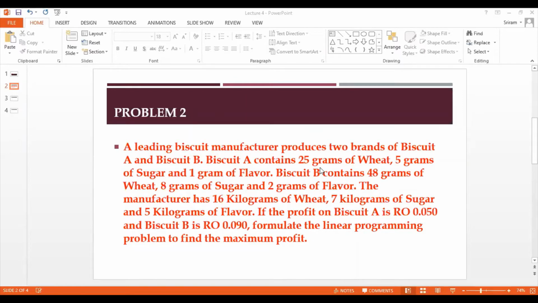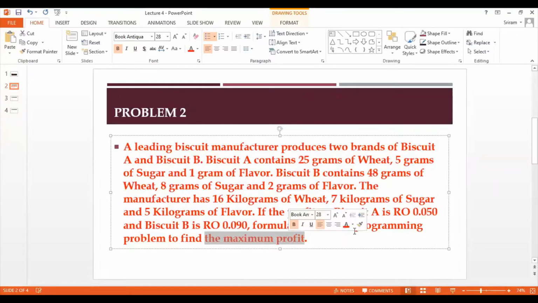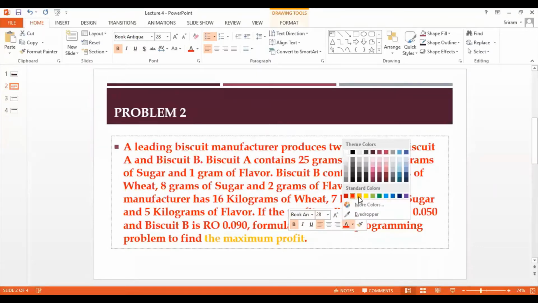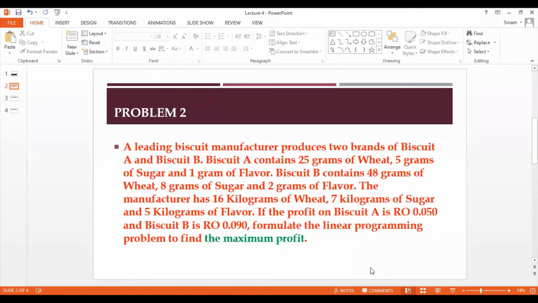As we discussed in the previous class, we are going to use the same principle. In step 1, we are going to identify the objective function. When I read the problem, it asks us to find the maximum profit. So my objective is to maximize the profit.